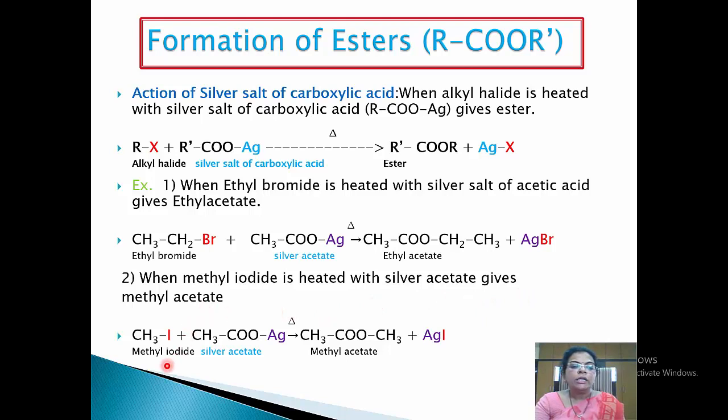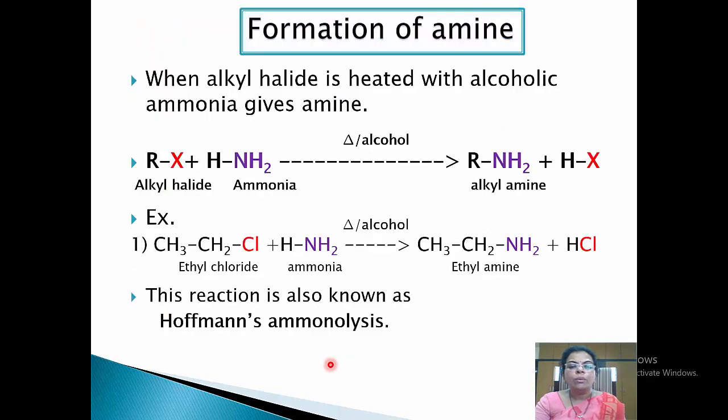The reaction is methyl iodide, that is CH3I, when heated with silver acetate, that is CH3COOAg, gives methyl acetate, that is CH3COOCH3, plus AgI. In this reaction, iodine is substituted by the CH3COO group. Now the next reaction we are going to see is the formation of amines.